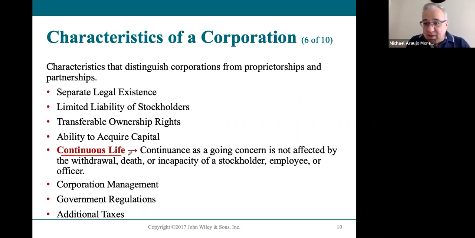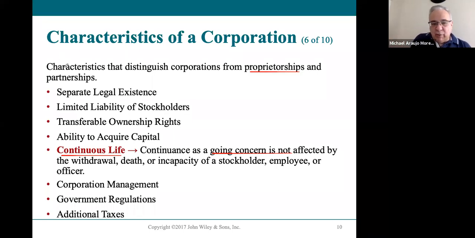Steve Jobs started Apple, was a major shareholder, but he's passed as well. Yet Apple Computer is much larger at this point. So continuous life, it's a going concern. It's going to continue. It's not affected by the death of the owners, right? That's not true otherwise. If I had a barbershop and I died, there's no more barbershop. That's it. Done. The life of the barbershop is done because my life is done.